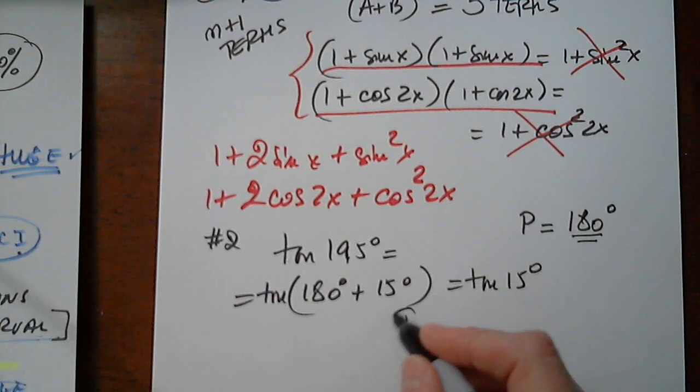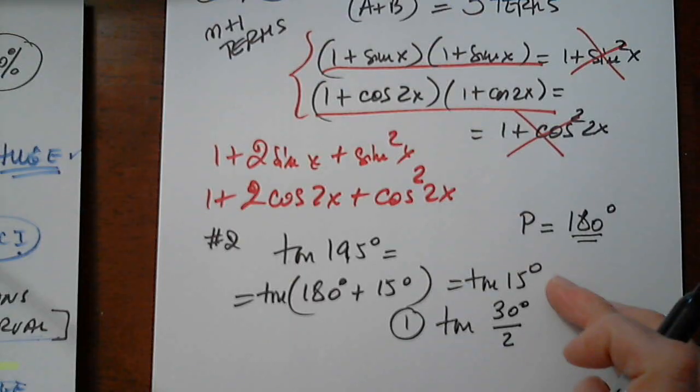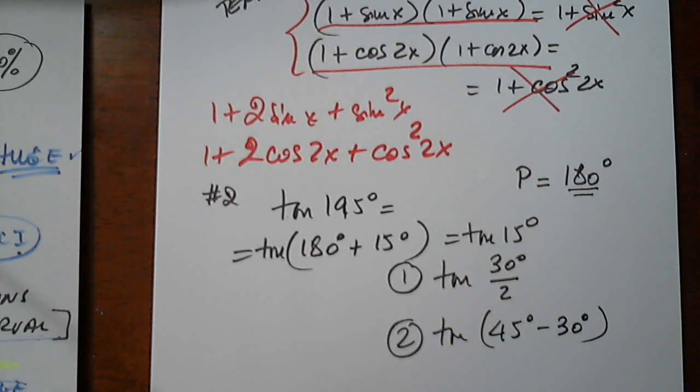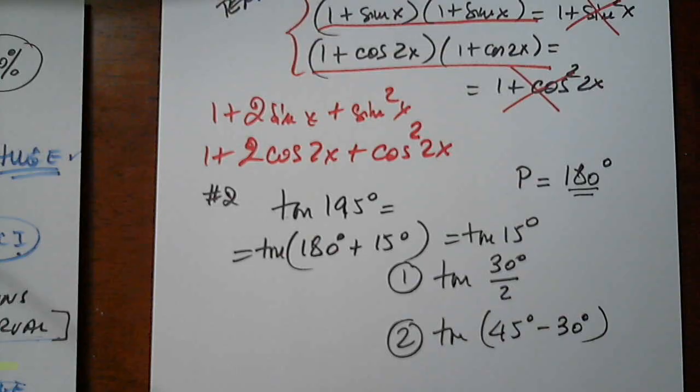Here we have 2 options. Option 1, find tangent of 30 degrees over 2 with a half angle, which is 15. And option number 2, and there is an option number 3, but let's say 45 degrees minus 30 degrees, and use the difference. I can use 60 minus 45, which is also 15, but still a difference, the same formula. It doesn't matter which one you use. You have to get the same answer.